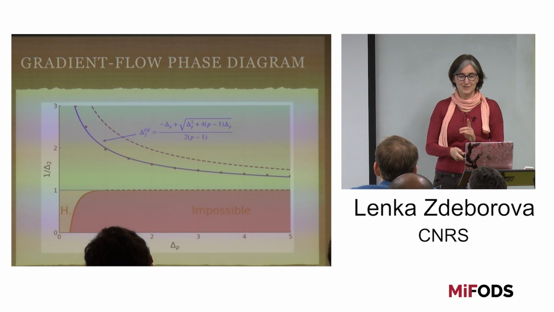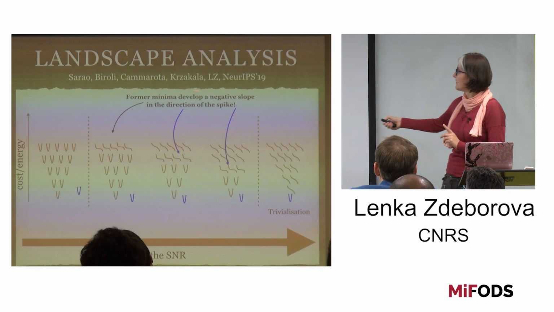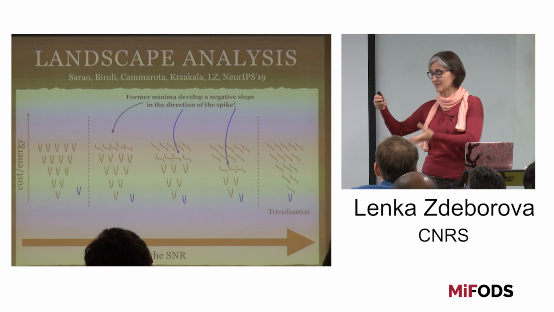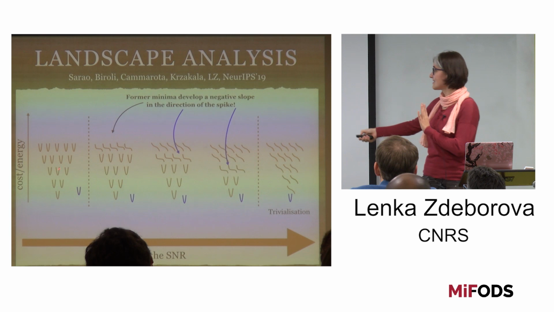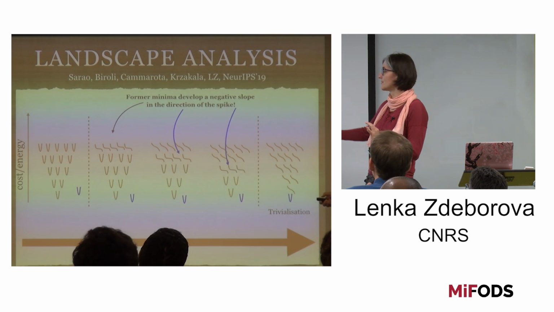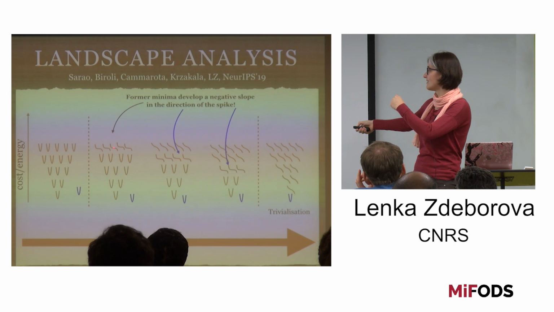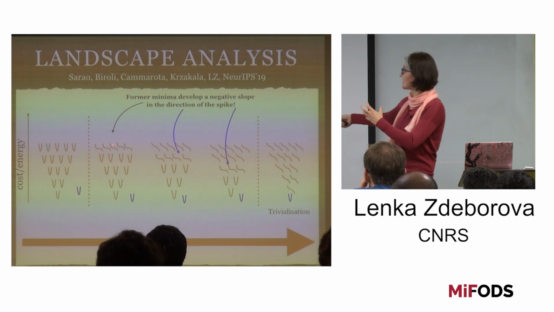But in the interest of time, to understand what's wrong with this popular explanation, the corrected picture, exactly quantified by our analysis of this landscape with the Kac-Rice formula, is the following one. At least in this model, what matters for the gradient flow to work or not is not whether there are spurious local minima or not. It's whether the minima in which the gradient flow would get stuck are stable or not towards the spike. And with the Kac-Rice formula, we can exactly quantify that.